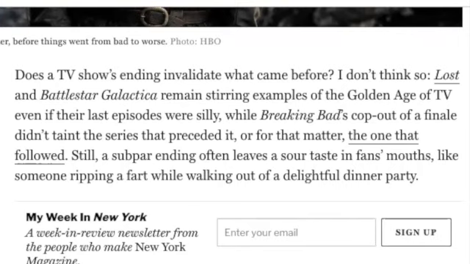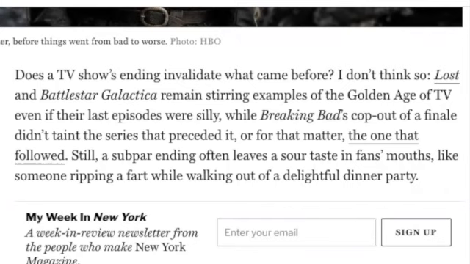So a subpar ending then often leaves a sour taste in fans' mouths, like someone ripping a fart while walking out of a delightful dinner party. Okay, so there's a lot going on in this sentence that I really like. First off, the language still lets me know that the writer is going to shift away from what they just set up and maybe offer us a different point of view. In this case, the different point of view is, yeah, the ending does matter. At least in this case, it's possible that the ending matters. If it's a subpar ending, we're going to get a sour taste in our mouth.